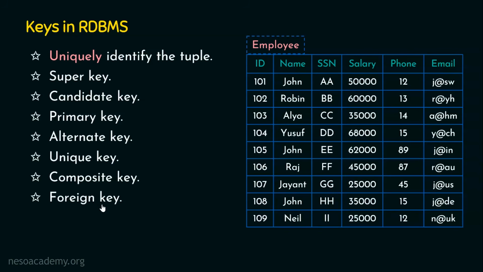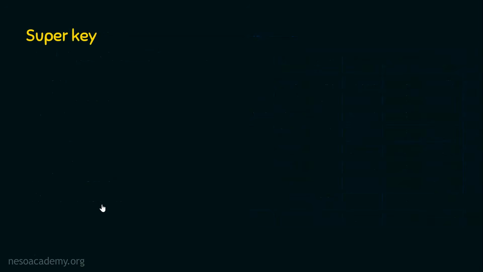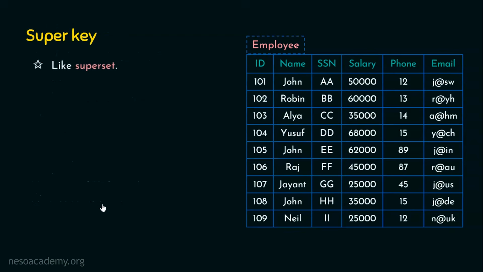Let's first start with the first key, the super key. What is a super key? Actually, the super key is like the superset, and this super key is all the possible keys that can be formed from a relation or a table. So if we have an employee table, we can create any number of key combinations from this table. Say this ID number alone can be a key, or we can combine ID number and name as a key. We can combine name and salary to work as a key. So this is a superset.